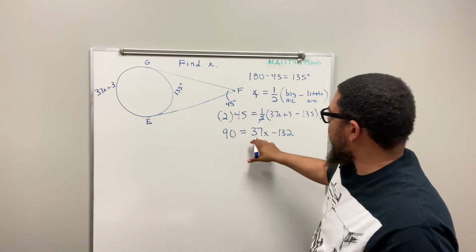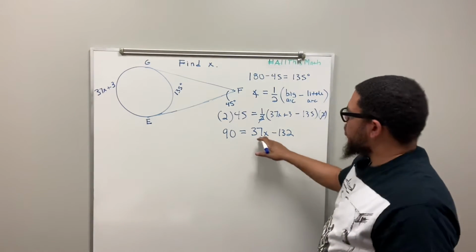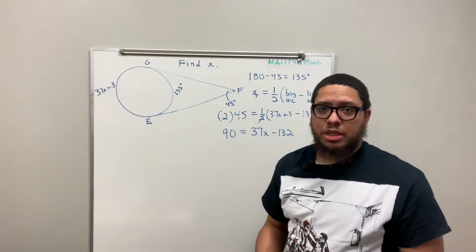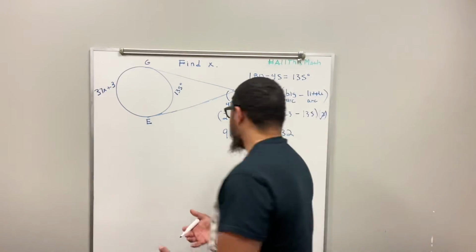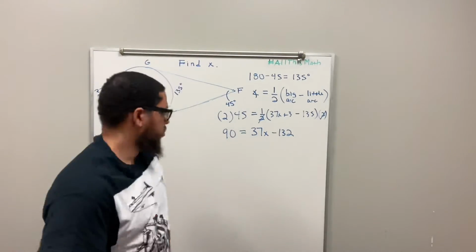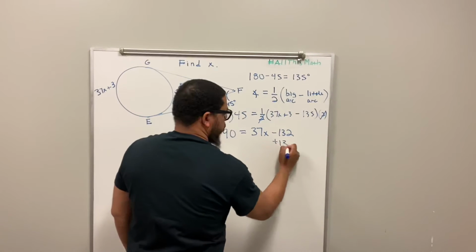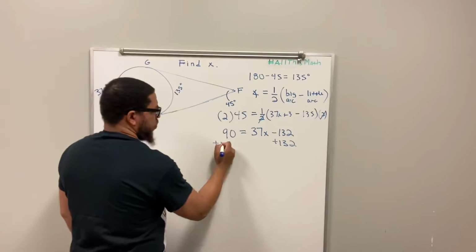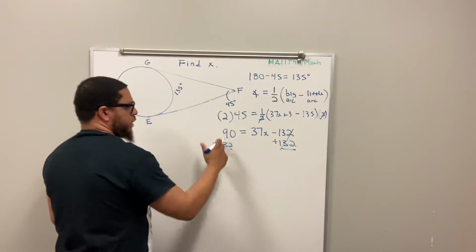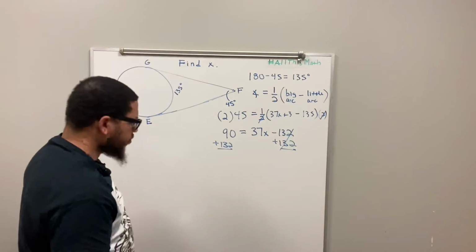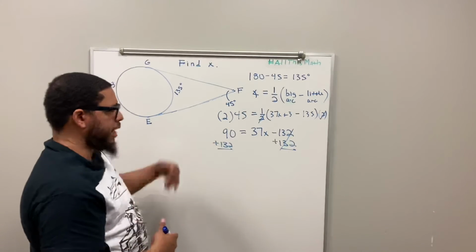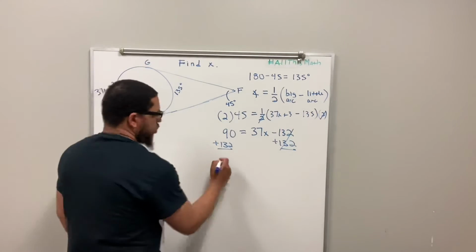Right? Now, I want to isolate 37x. So I need to get rid of negative 132. The way I get rid of negative 132 is I do the opposite operation. The opposite of subtracting 132 is adding 132. So I'm going to do plus 132 right here, and plus 132 right here. These cancel out. What's 90 plus 132? Let me see. 132 plus 100 will be 232. And let me back off. Let me take 10 off of that. So that's going to be 222.